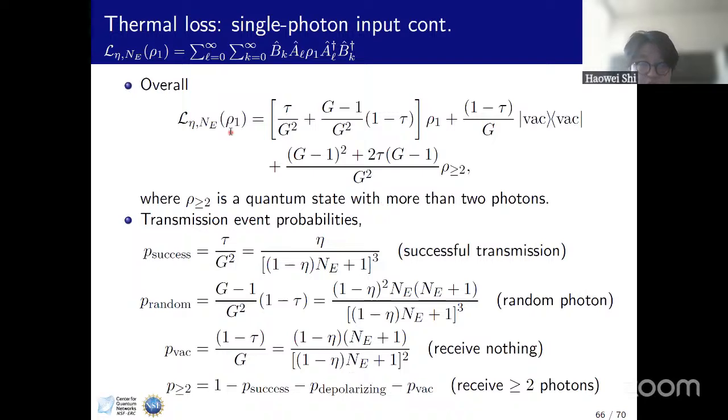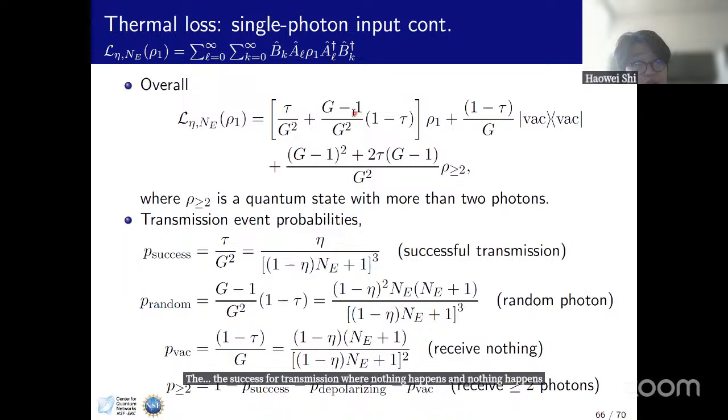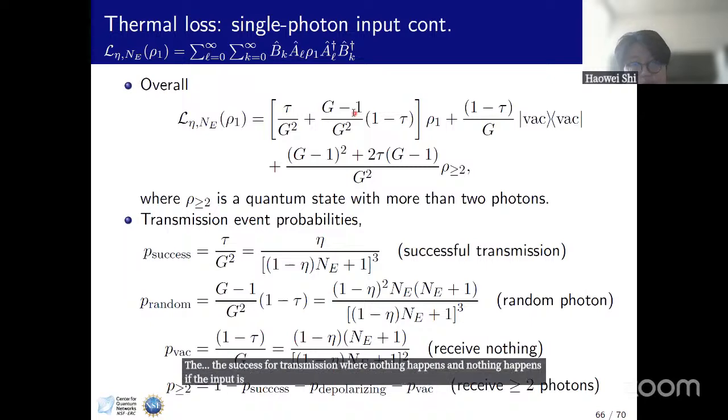So continue with the calculation. We have the final overall density matrix. It has three parts. The first term contains two cases: the successful transmission where nothing happens, and the case where the input is lost while the amplifier adds a photon. Both give one photon output.